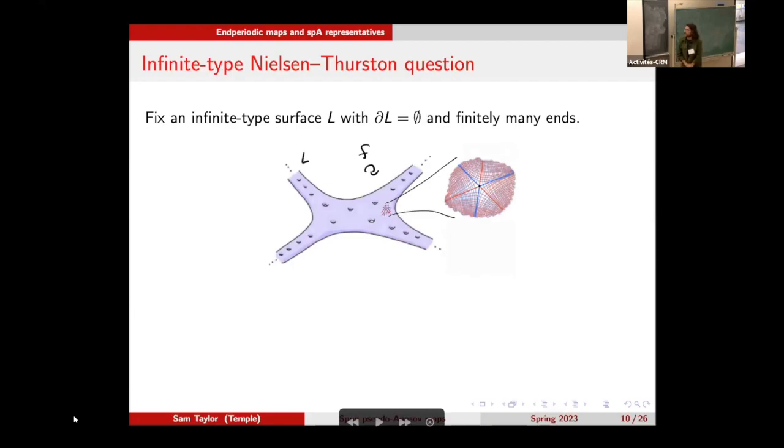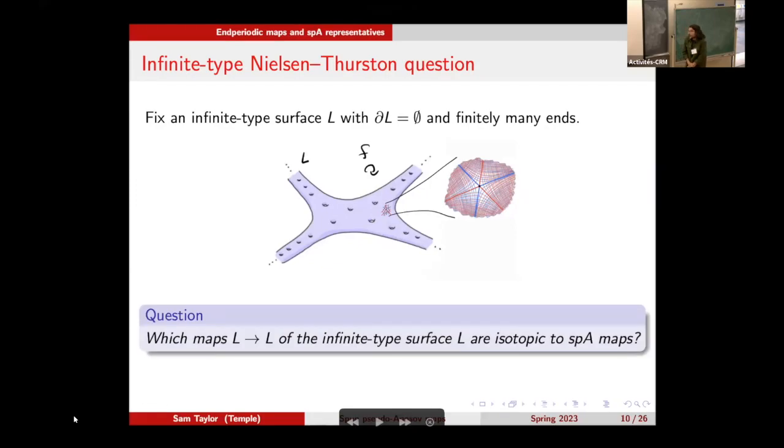This is just me summarizing it. So I have this infinite type surface. It's a special infinite type surface. It has only finitely many ends. Those are the ones that arise through this construction. But now you could just ask this question, right? It's like the Nielsen-Thurston question from the first slide, but restricted to this class of maps. If I have a homeomorphism of an infinite type surface L, when is it isotopic to one of these spun pseudo-Anosov maps, the maps with the structure of the two foliations, with the expanding, contracting dynamics?